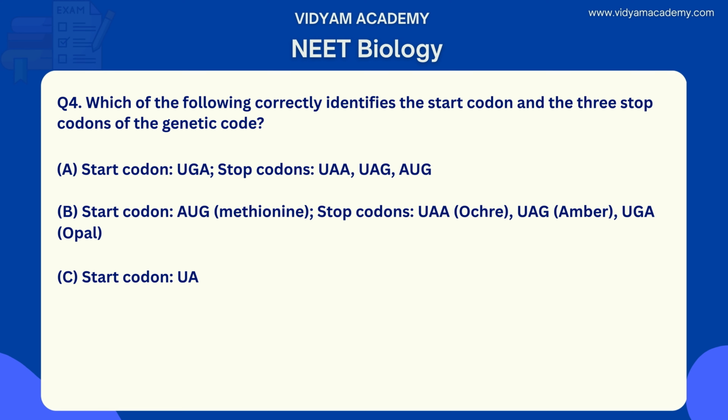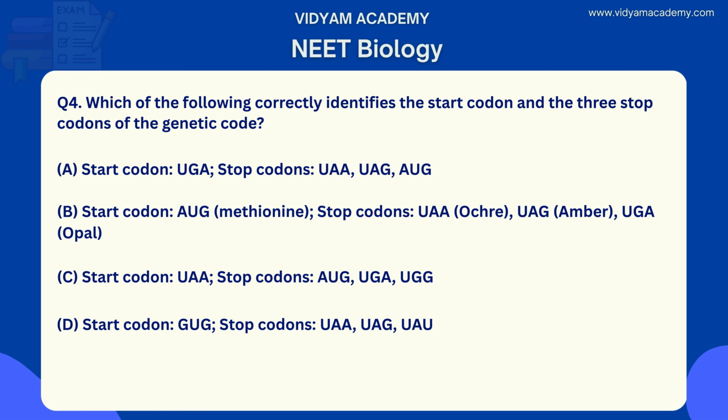Option C, start codon UAA, stop codons AUG, UGA and UGG. Option D, start codon GUG, stop codons UAA, UAG, UAU. What is the right answer for this question? Yes, let's check whether your guess is right or wrong.